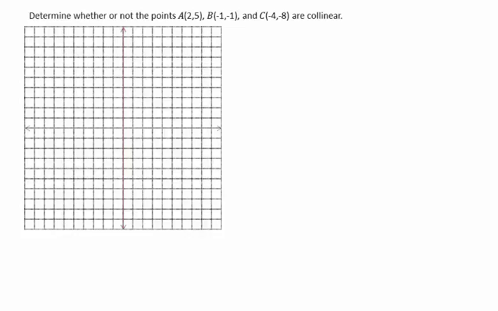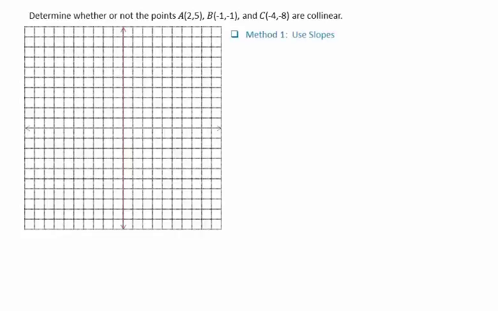Determine whether or not the points A (2, 5), B (-1, -1), and C (-4, -8) are collinear. To be collinear, points would have to line up on the exact same line. For this question, there are two methods we can use.